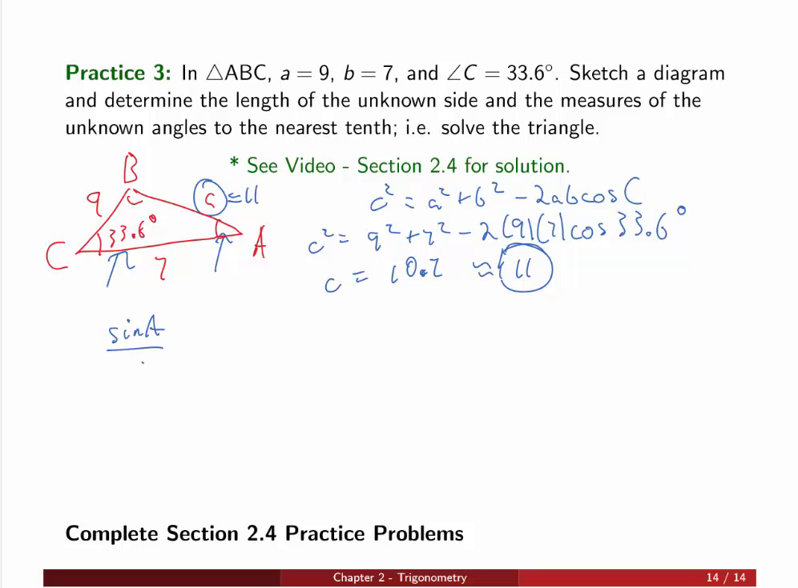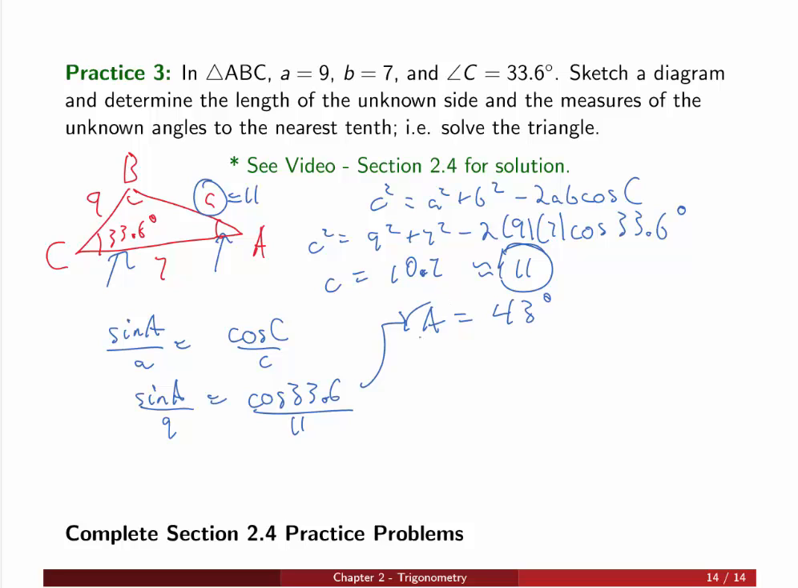Sine of A over a is equal to, let's use what we found, sine of C over c. We don't know what sine of A is. We know what a is though, we know 9, and we know C is 33.6, and we're all over 11. You can solve this, right? So that would be sine inverse of 9 times sine of 33.6 divided by 11, which is 43 degrees when you round it.